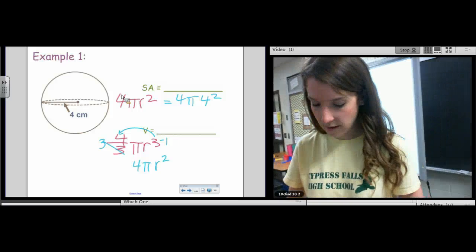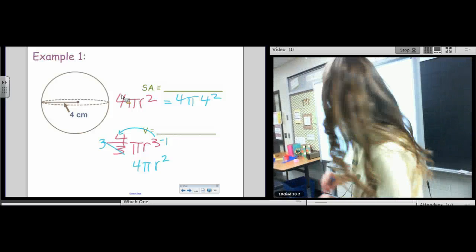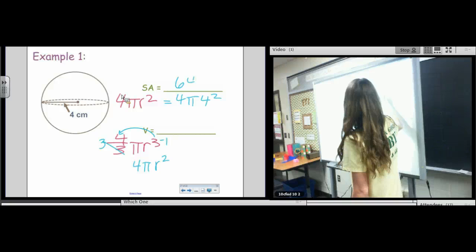All right, so 4 pi 4 squared. 16 times 4, right? Not so bad. 64 pi.